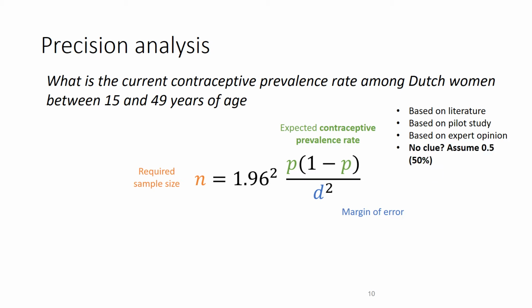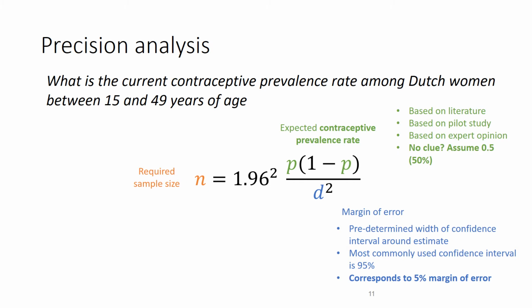If we really have no idea and we want to be on the safe side, then we assume to find a proportion of 50% or 0.5, as this will yield the most conservative sample. Step 2 is to determine our margin of error. This depends on the width of the confidence interval around the estimate, which is commonly 95%. A 95% confidence interval corresponds to a 5% margin of error.